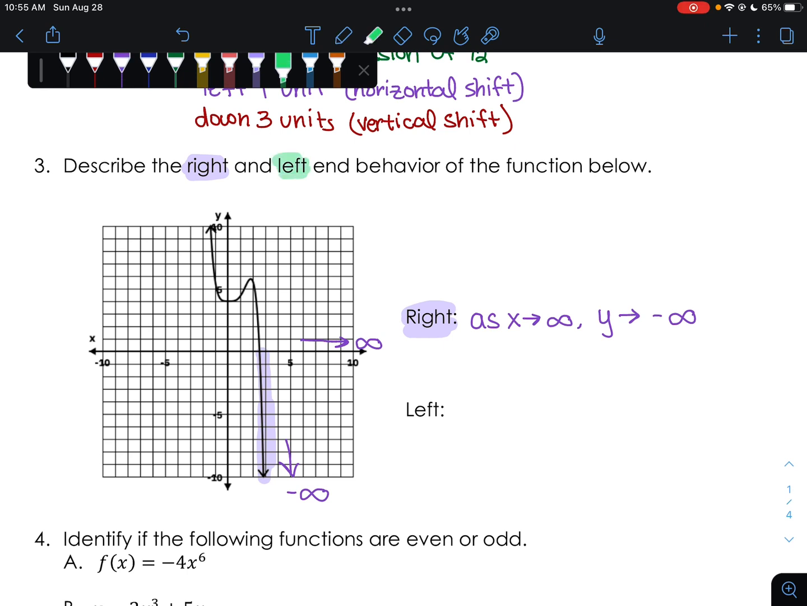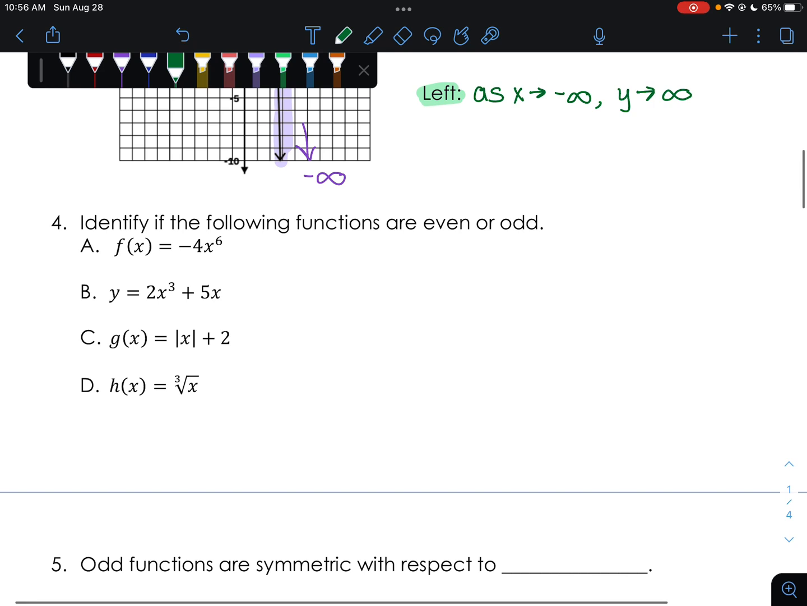Then we look at the left side of the graph. So that's this piece over here. So as my x approaches negative infinity, my y values are approaching positive infinity. So we're going to write that for our left end behavior. As x approaches negative infinity, our y value is approaching positive infinity. So it's important to make sure that you read the question. That way you know what you're looking for. Okay? Moving on to number 4.